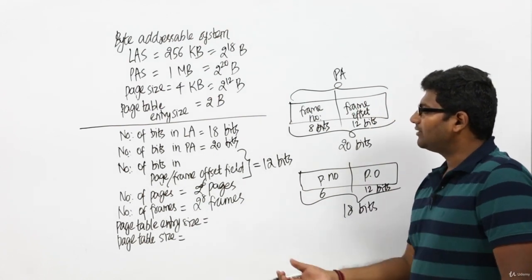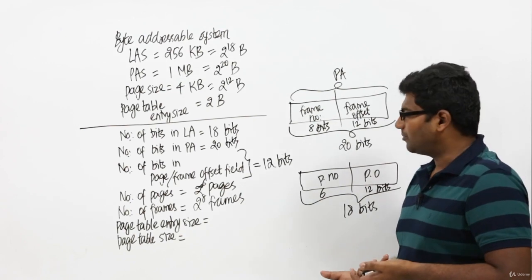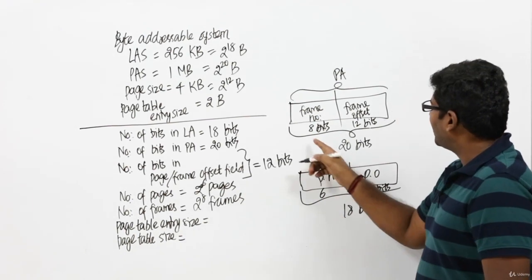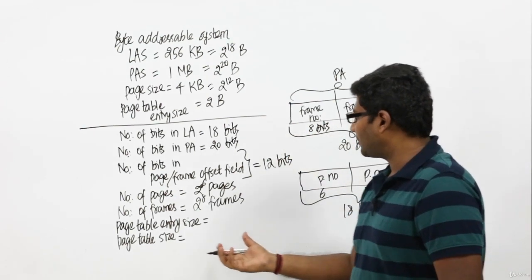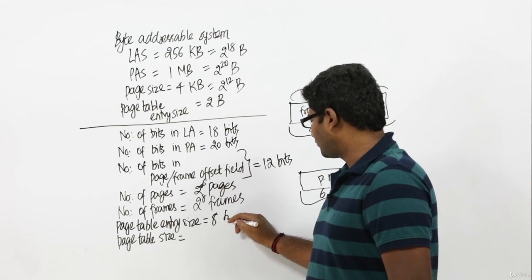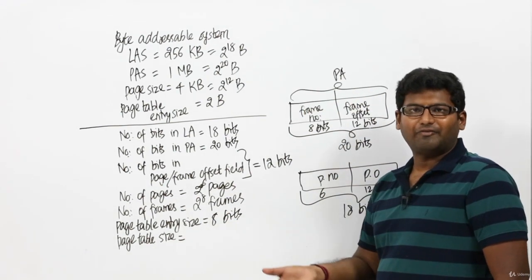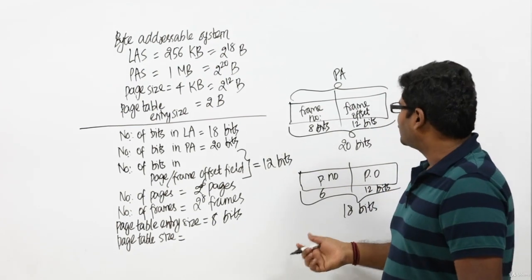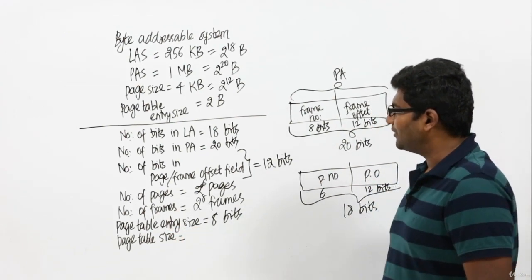Now how will we calculate the size of a single entry of our page table? That depends on the number of frames. The frame number field has 8 bits, so every entry in our page table will have 8 bits. Why? Because the page table entry indicates the frame number in which the corresponding page is present. So if the frame number field is 8 bits, the page table entry size will also be 8 bits.